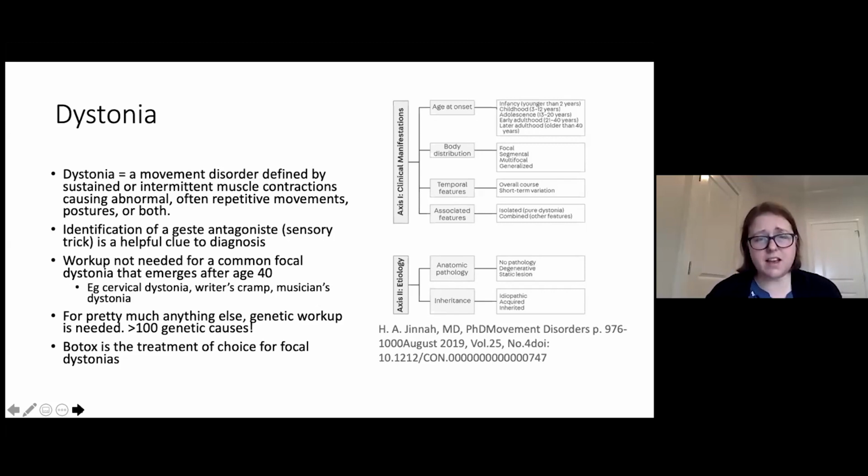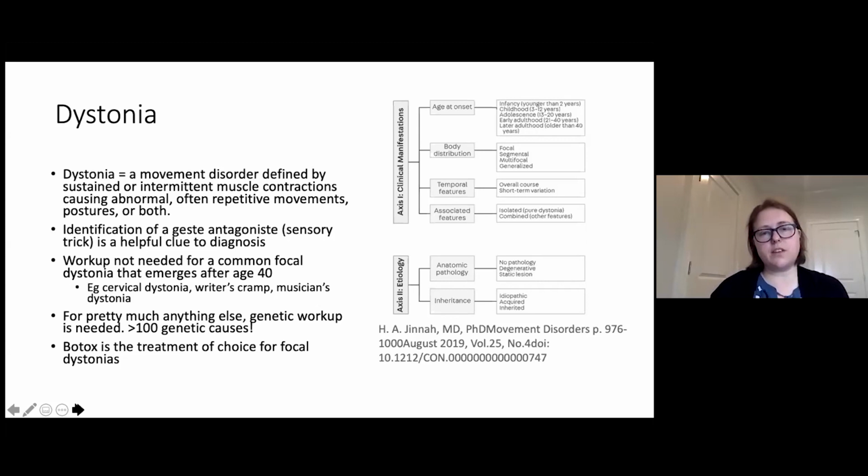For pretty much anything else, onset before 40 or anything other than a focal dystonia, you really need a genetic workup. And here you're going to want to involve, for sure, a neurologist as well as a medical geneticist, because there is an extremely long list of genetic causes of dystonia. New genes are emerging, it seems like, every day.